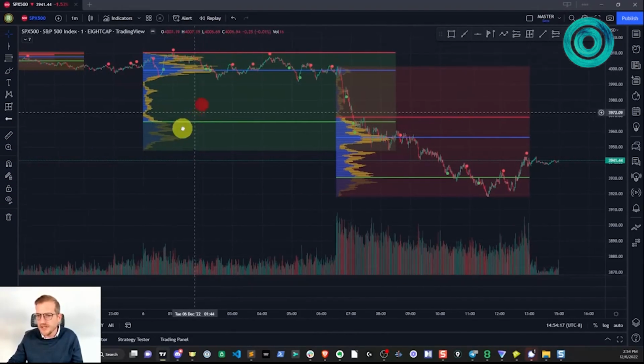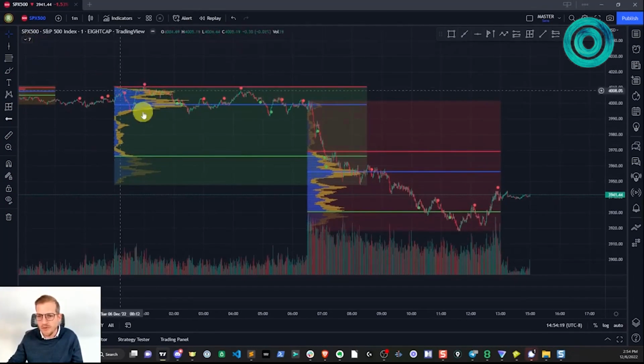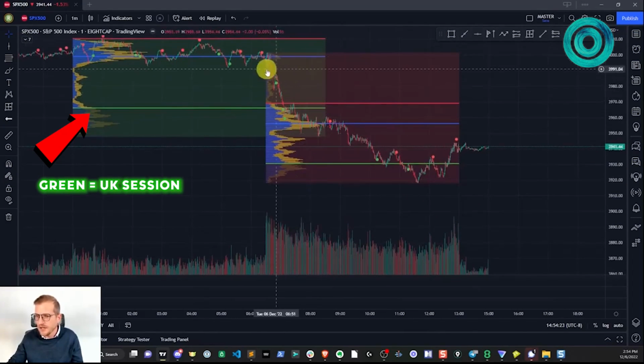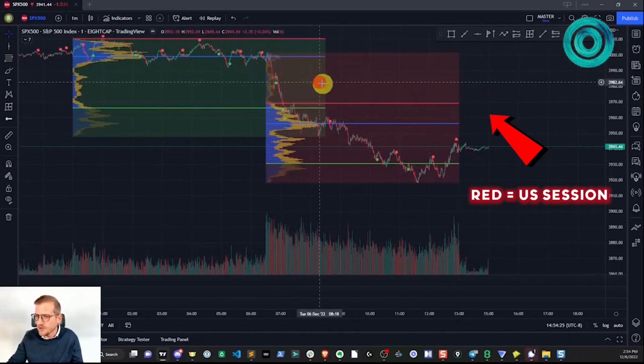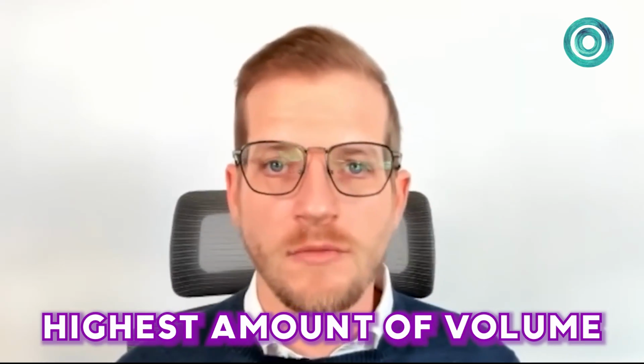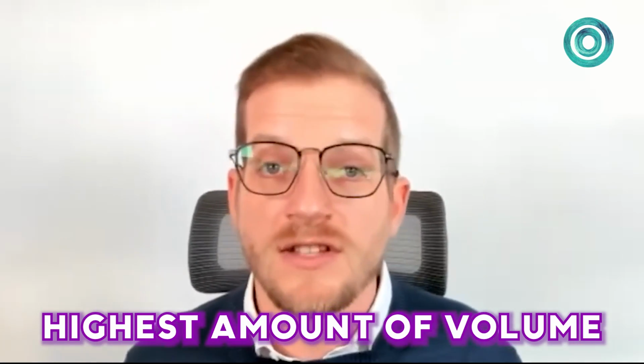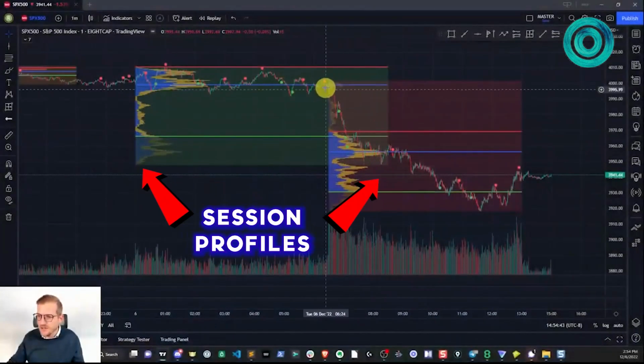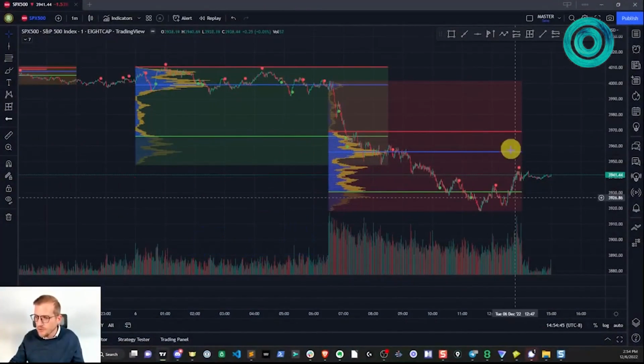Now, the first thing is, you might notice we use a couple different sessions. So this green one, for instance, is the London session. This red one is going to be the US session. And so we like to break those apart into sessions because different amounts of volume are going to happen at different times. And generally, you want to be participating in trading at a time that has the highest amount of volume and the most amount of participants. That's why we like to separate out those volume profiles into sessions. So they would call this a session volume profile.